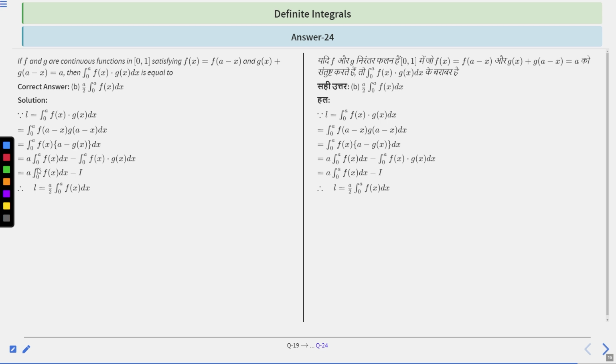Therefore, it is equal to a times the integral from 0 to a of f(x), minus, when you multiply this, the integral from 0 to a of f(x) g(x) dx. So the integration of f(x) g(x) dx is again I. Therefore, it can be written as a into the integral of 0 to a f(x) dx minus I. So I is equal to this. When you put this minus I on the other side, 2I will be equal to a times the integration of 0 to a f(x) dx, right? So I will be equal to a by 2 times the integration of 0 to a f(x) dx. Clear? Got it?